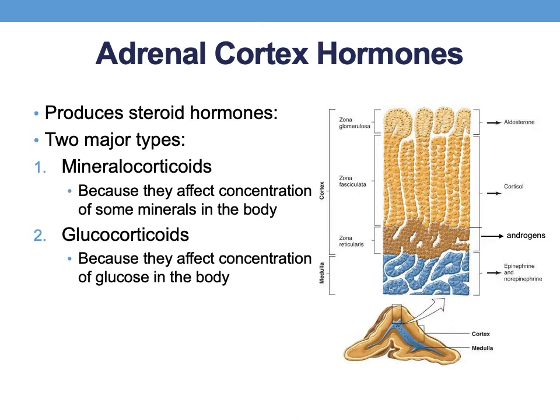Mineralocorticoids are named that because they affect the concentration of some minerals in the body, particularly sodium and potassium. Glucocorticoids are named that because they affect the concentration of glucose in the body.